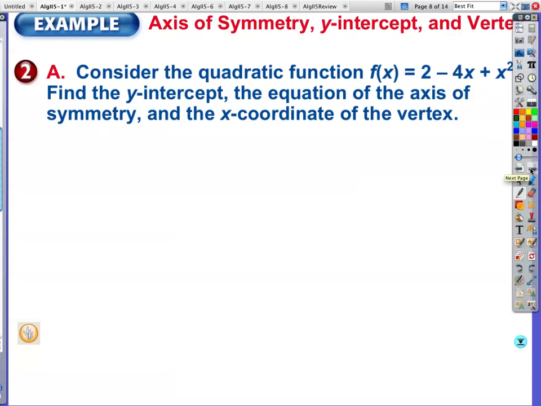Consider the quadratic function f of x is equal to 2 minus 4x plus x squared. Find the y-intercept. Find the equation of the axis of symmetry and find the x-coordinate of the vertex. Okay, y-intercept. We should be able to go ping and look at this. In this form, of course this doesn't work in every form, but the form that we're in right now, 2 is my y-intercept. I mean, what the book is suggesting you do is put zeros in for x's and then find out what it's going to be. I'm not going to do that.